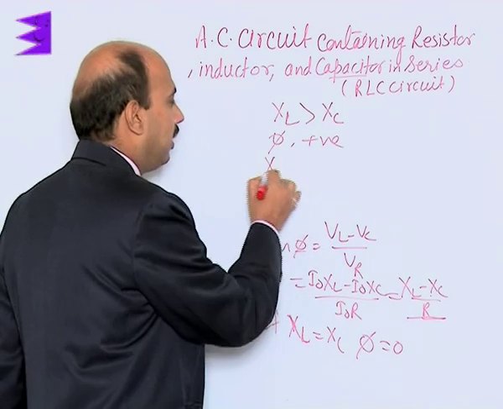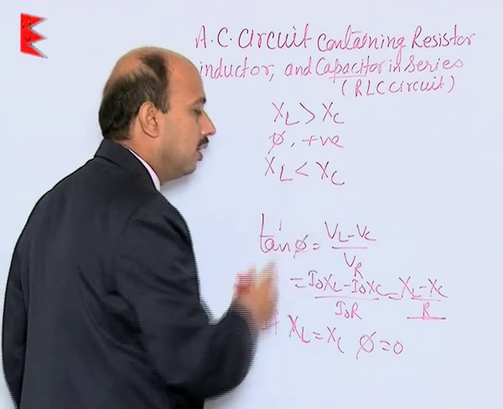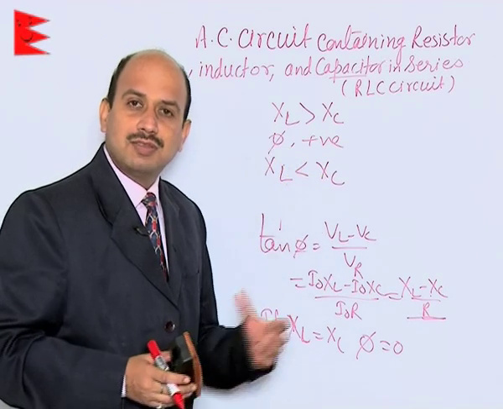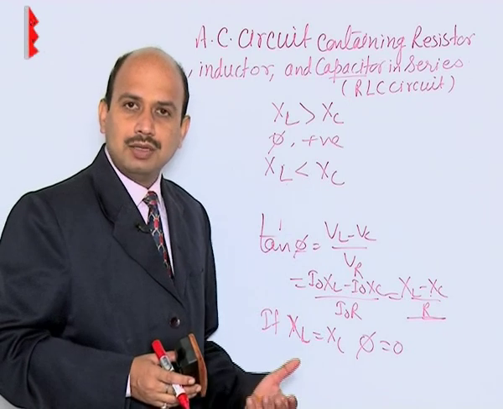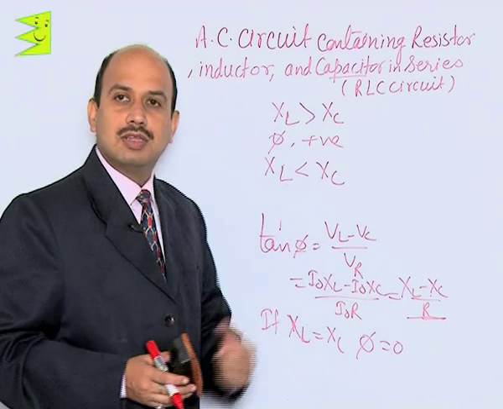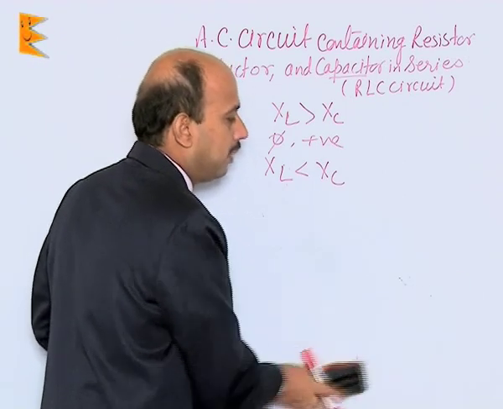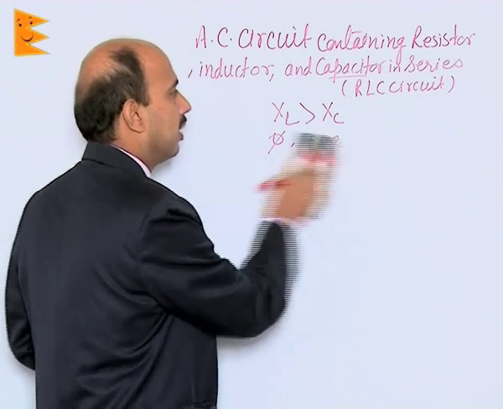If XL is less than XC, then this is the circuit where the capacitor is dominating. So, it is known as a capacitance dominated circuit if XL is less than XC. So, these are the phase angles between the voltage and current in the LCR circuit.